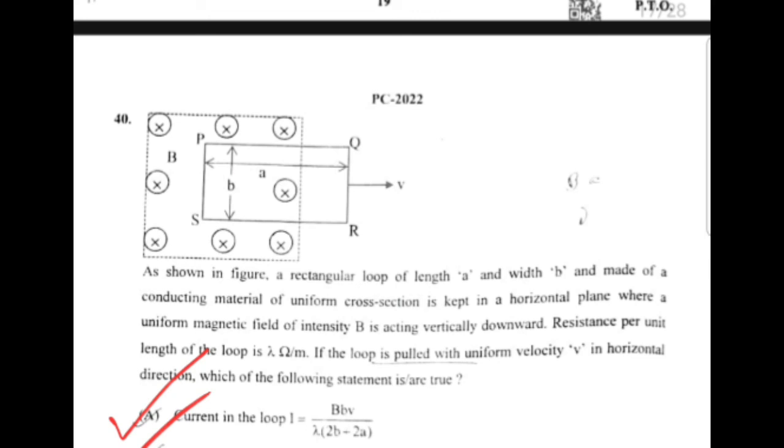Question number 40. A rectangular loop of length a and width b, made of conducting material of uniform cross section, is kept in a horizontal plane where there is a uniform magnetic field intensity B. From here, if we see, we are getting option A as the correct option, option B as the correct option, and option D as the correct option.